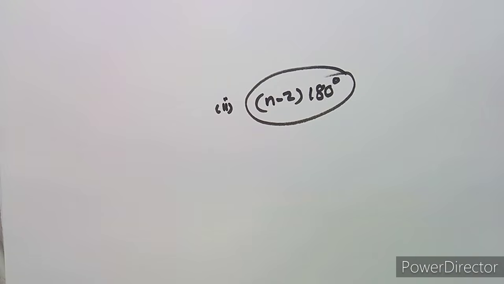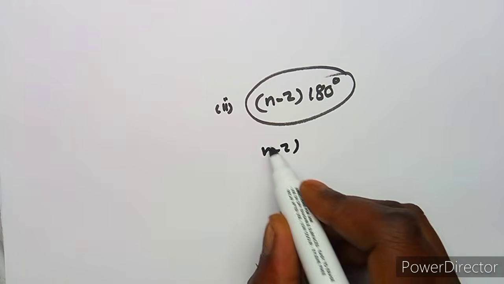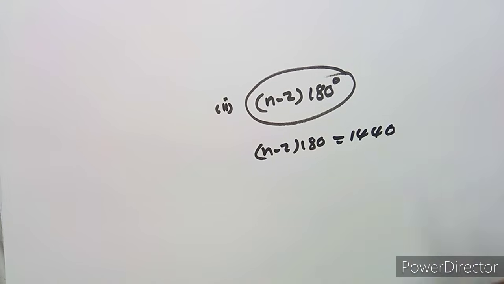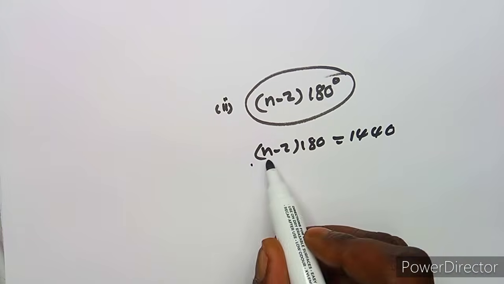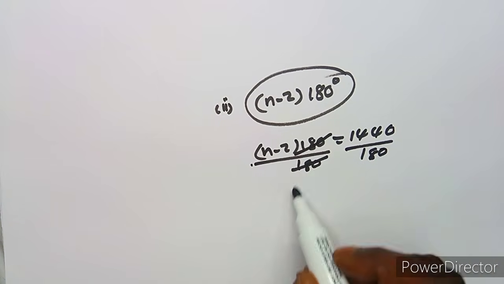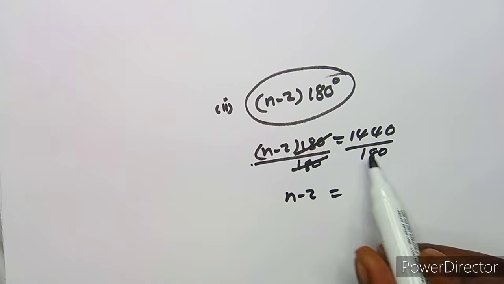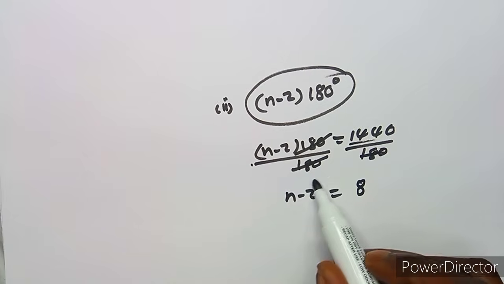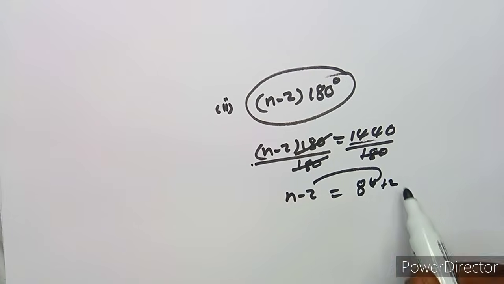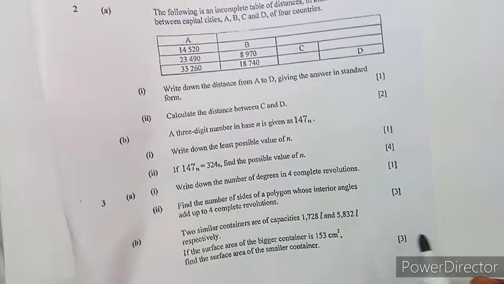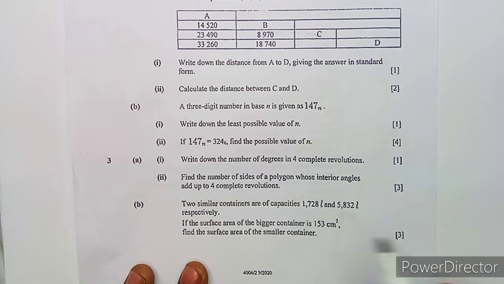So we have formulated an equation: n minus 2 times 180 is equal to 1440. So for n, you can expand by 180 or you can divide by 180. It's one and the same thing. So n minus 2 is going to be equal to 8. Transposing minus 2 to this side gives plus 2. So n will be equal to 10. Okay, so that's how you have it.